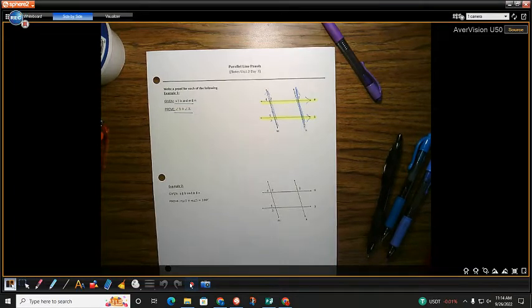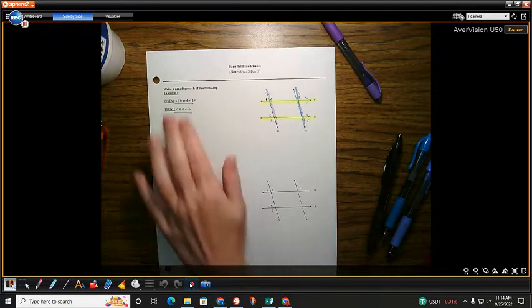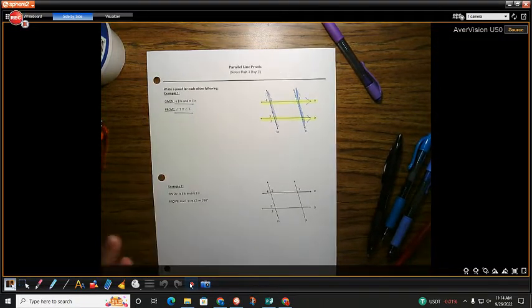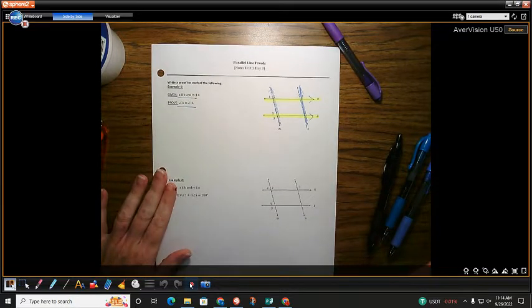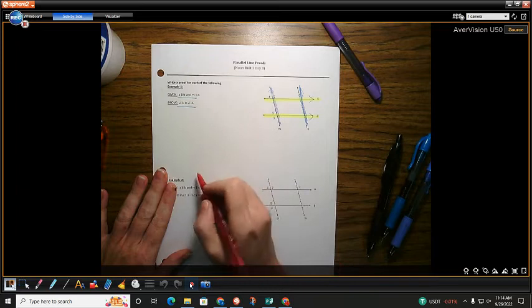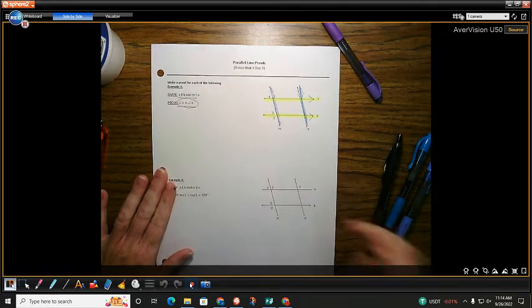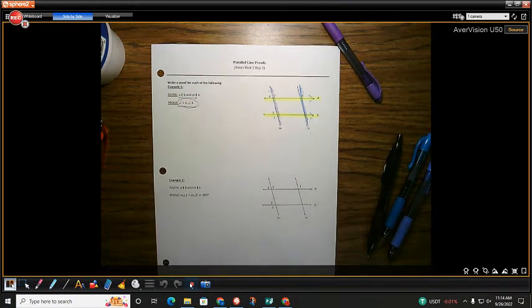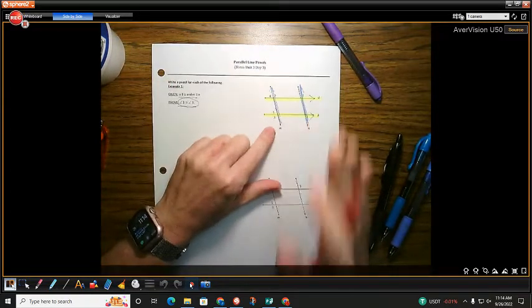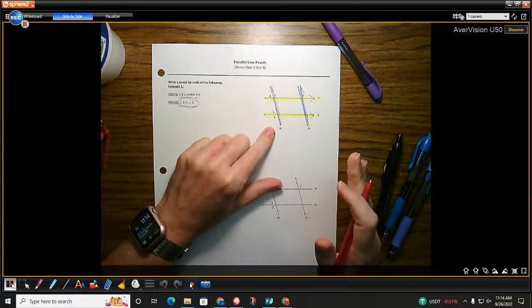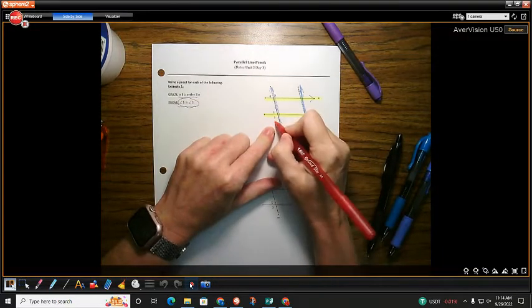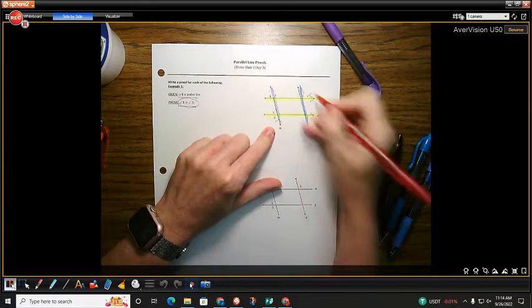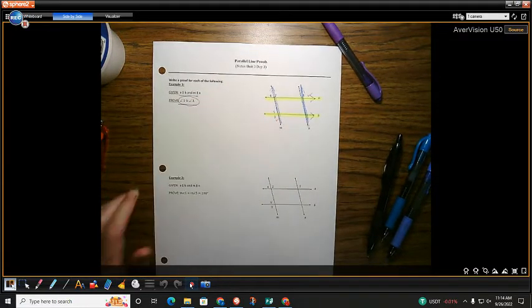I'm given that I have the two sets of parallel lines, but it's important to know where you're going. So what am I trying to get to here? Angle 1 is congruent to angle 3. I want 1 and 3 to be congruent. So I'm going to come over to my picture and don't mark them congruent, because they are not congruent, but I'm going to try and get there. I'm trying to get this guy and that guy to be congruent eventually.